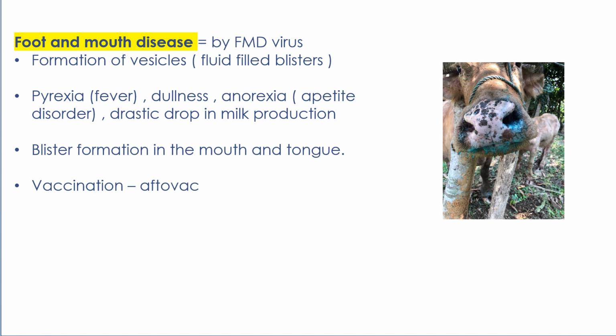So now we will talk about the second viral disease, that is foot and mouth disease, which is caused by the FMD virus, foot and mouth disease virus. And there is formation of vesicles, that is fluid filled blisters, and there is fever, dullness, and anorexia, that means appetite disorder, and there is drastic drop in milk production, and blister formation in the mouth and tongue, and vaccination is the right measure.